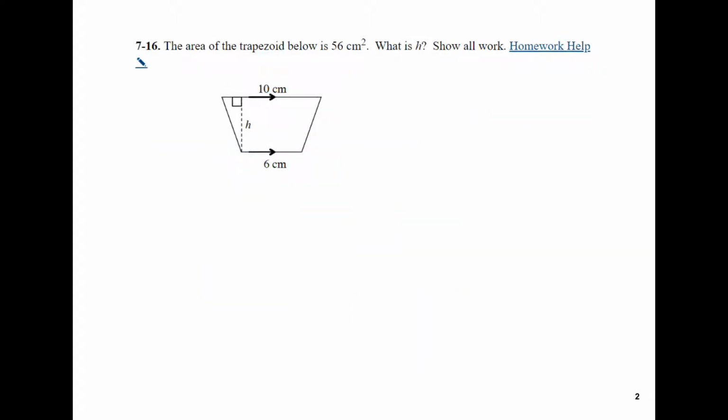When we look at 716, it tells us that the area of the trapezoid below is 56 centimeters squared, and it asks us what is the height. So we then need to refresh our memory, and to find the area of a trapezoid, we are going to take base 1 plus base 2 divided by 2 and multiply that by the height. So we have some information to plug in, and we know that base 1 is 6, base 2 is 10, divided by 2, and then times the height.